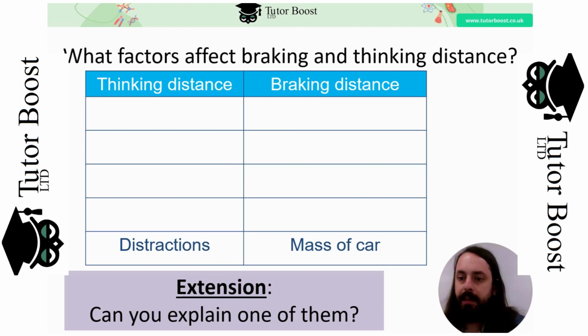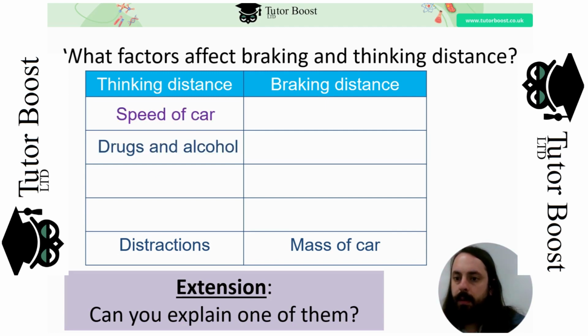So for the thinking distance, we've got distractions and mass of the car. For braking distance, then for thinking distance, we've got speed of the car, we've got drugs and alcohol, that will affect your reaction time, and therefore you will take longer to hit the brake, so your thinking distance will increase. The tiredness, if you're not rested well, then you will take longer to hit the brake as well, and it might take you longer to see the danger as well.